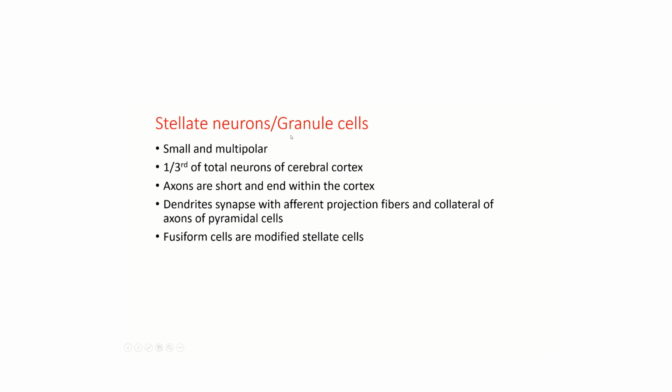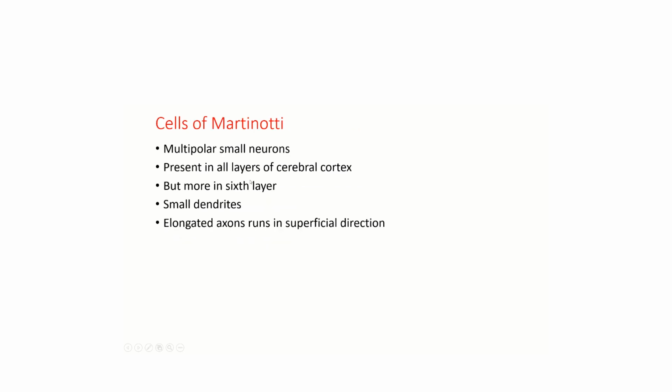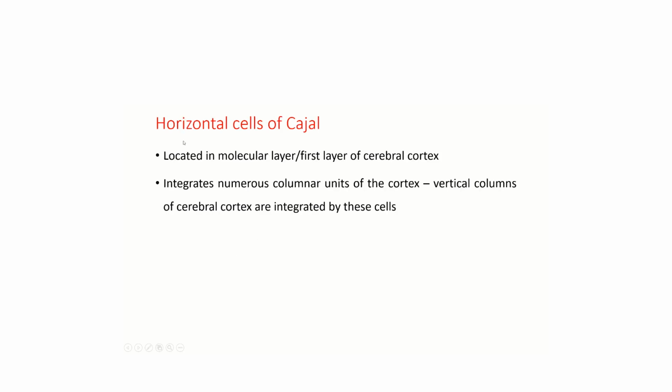Stellate neurons are granule cells, small and multipolar, one-third of total neurons of cerebral cortex. Axons are short and end within the cortex. Dendrite synapse with afferent projection fibers and collaterals of axons of pyramidal cells. Fusiform cells are modified stellate cells. Cells of Martinotti, multipolar small neurons present in all layers of cerebral cortex, but more in sixth layer. They have small dendrites and there are elongated axons which runs in superficial direction.